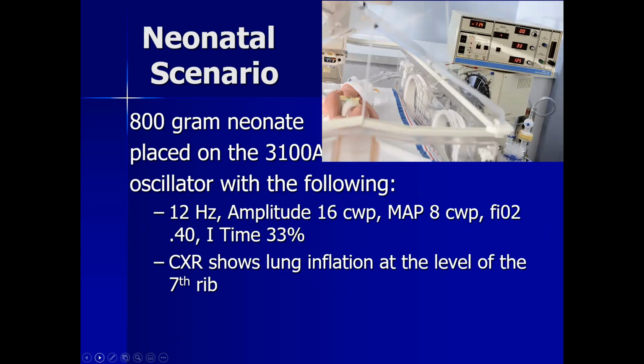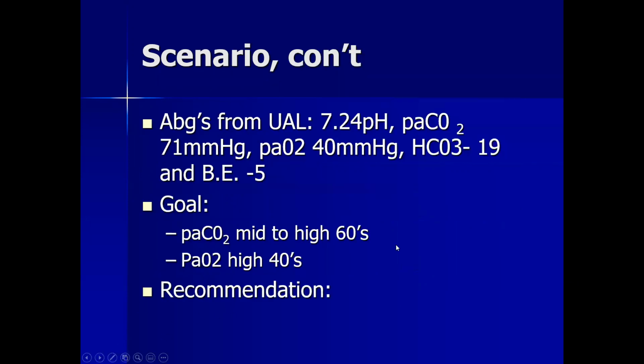Okay, and then the scenarios. We can do the first one. We have a neonate on the oscillator, the 3100A, set at 12 hertz, amplitude 16, mean airway pressure 8, FiO2 0.4, and I time 33%. The chest X-ray shows lung inflation at the level of the 7th rib. Does that call out to you right there? It's not at the 9th or 10th rib.